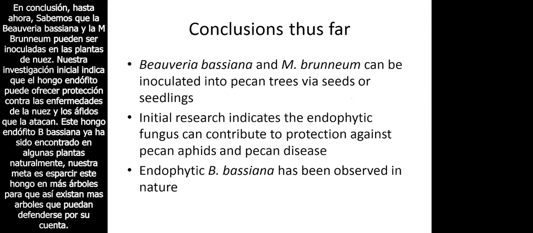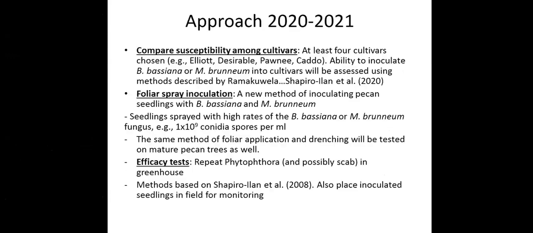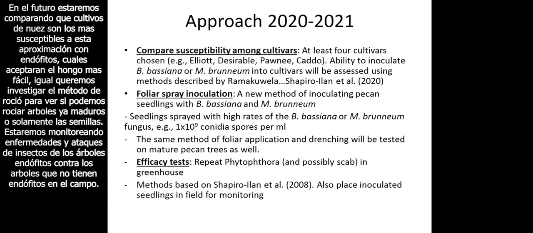This endophytic fungus, Beauveria bassiana, has been observed in nature, so some of it's already out there. Our goal is to inoculate trees and spread those around so that we have more trees that can protect themselves against insects and disease. In the future, we're going to be comparing which cultivars of pecan are the most susceptible to this endophyte approach, which ones will take up the fungus most easily.